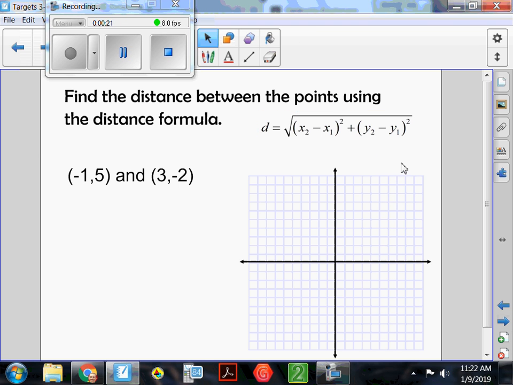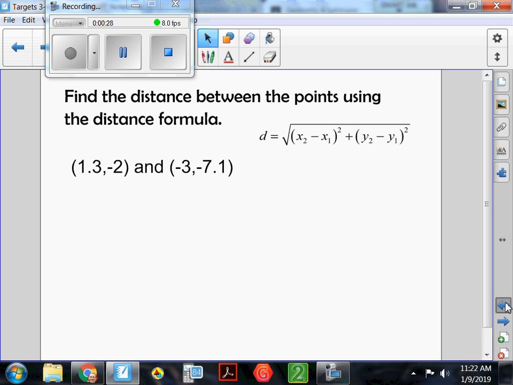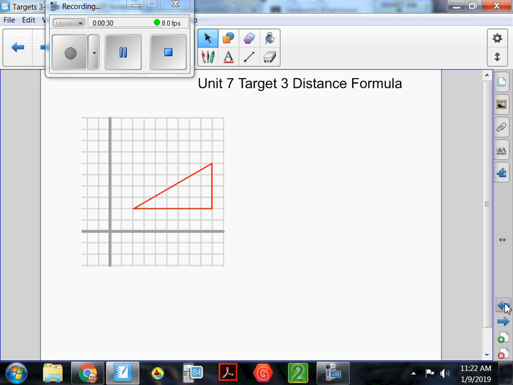What I want to show you in the video, though, is two things. One, I want to show you how to use the formula, which we'll do on this problem and this problem. And I want to show you where the distance formula comes from. It's going to be something hard to remember unless you really understand or have seen where the formula comes from.